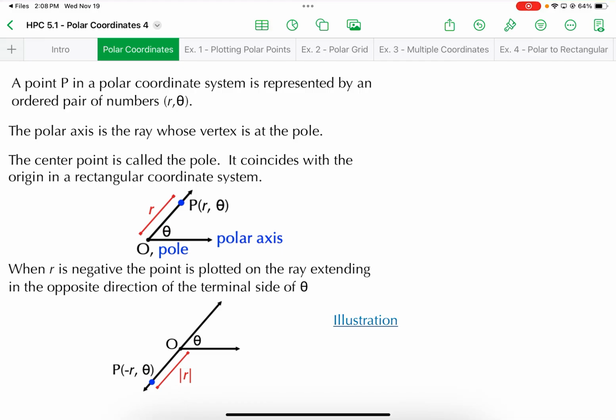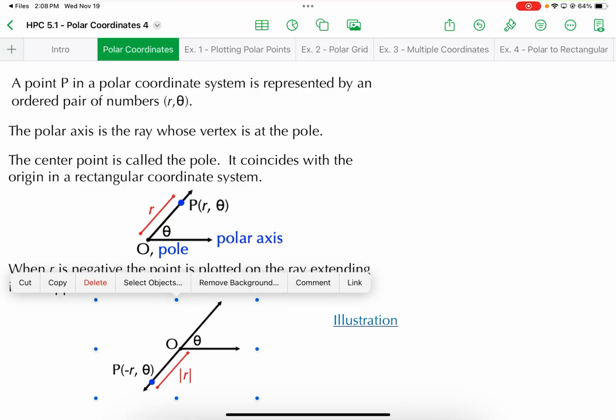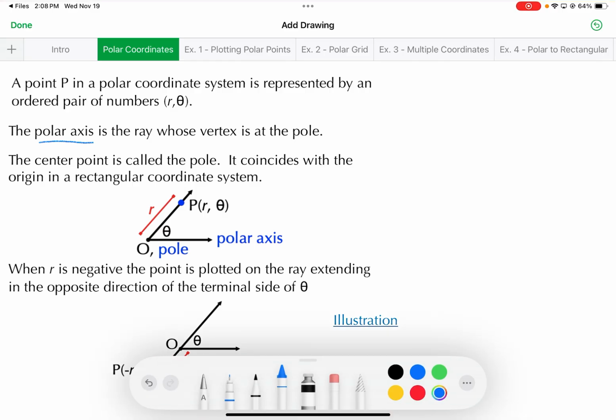All right, now in the polar coordinate system, you have the polar axis. It's the ray whose vertex is at the pole, and the pole is the point at the origin. It coincides with the origin, okay? So think polar axis is a lot like the x-axis, coincides with that, and again, pole coincides with the origin.